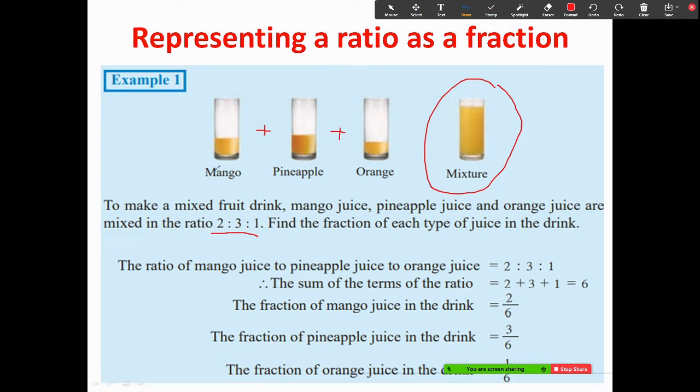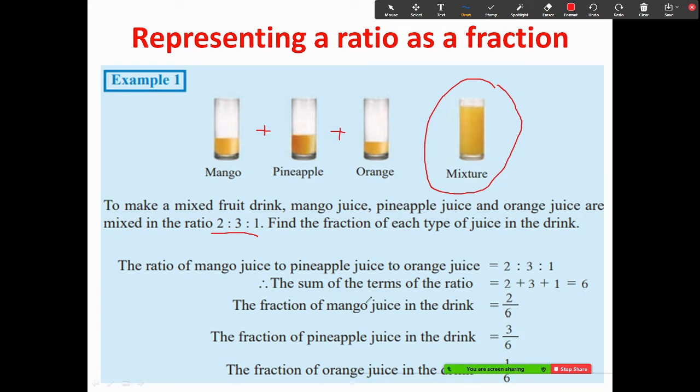That means if there are 2 parts in mango juice, 3 parts in pineapple juice, and 1 part in orange juice, then the ratio is 2 to 3 to 1. Get the sum of the terms of the ratio. What are the terms? 2, 3 and 1. Then the sum is 2 plus 3 plus 1. 2 plus 3, 5. 5 plus 1, 6. Then total parts in this mixture is 6. There are 6 parts in the mixture.